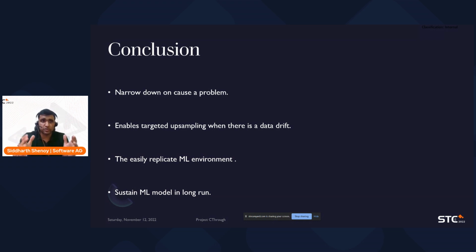So what is our conclusion? We mainly want to narrow down the cause of the problem. The observability compares distribution changes between a baseline distribution and current distribution. The model owners can do a targeted upsampling when there is a drift. The easy replication of ML environment decreases the setup time and increases the productivity. All of this helps to produce a sustainable ML model in the long run, and also increases our confidence in the ML models that have already been in production.